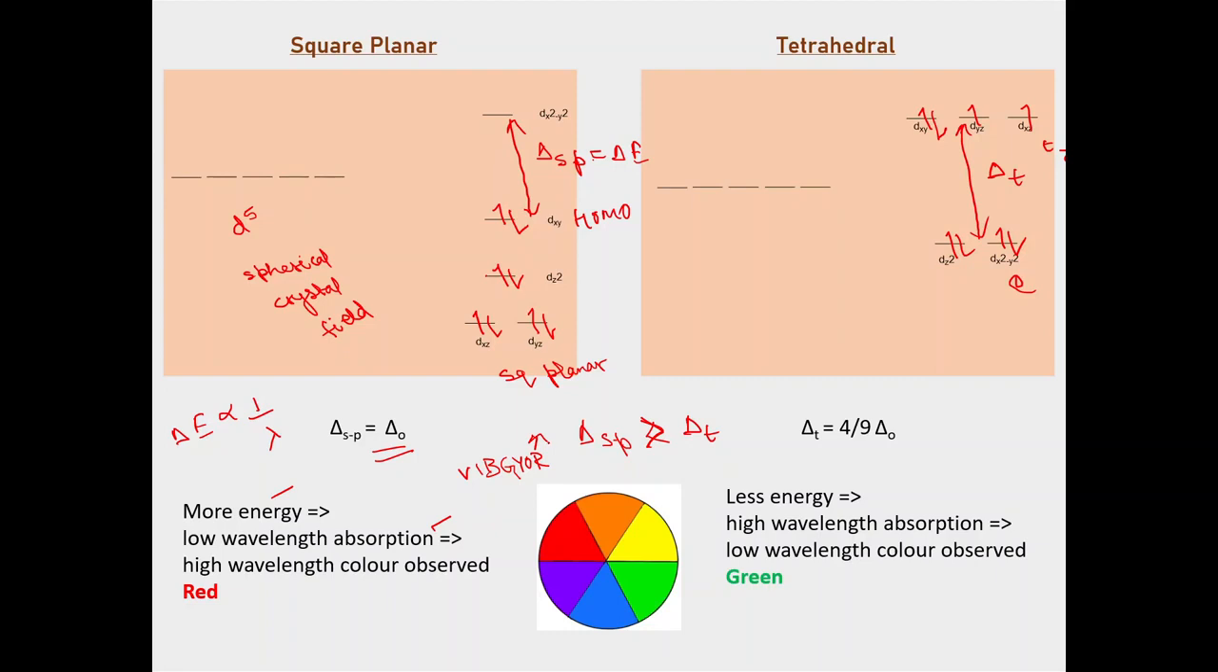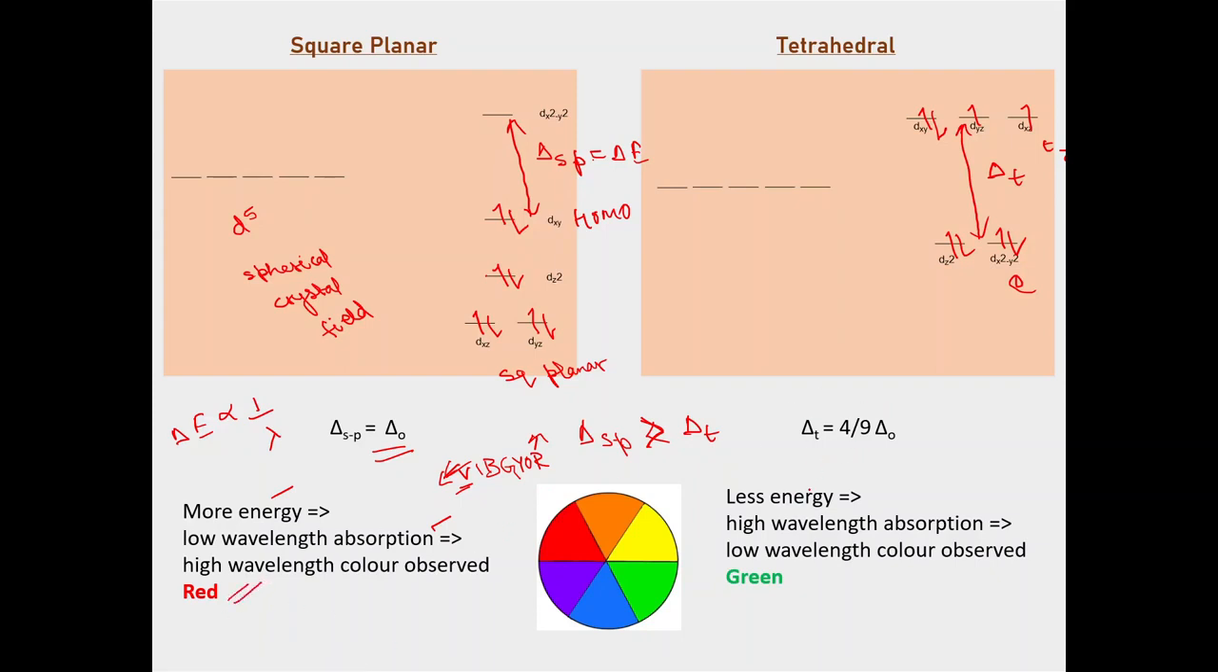Anyone? High wavelength. Okay. So in this case, the lowest wavelength absorbed will be somewhere around violet or indigo. Okay. So actually, since low wavelength light is getting absorbed, we will see the opposite of that, a higher wavelength, which is why we are observing red.